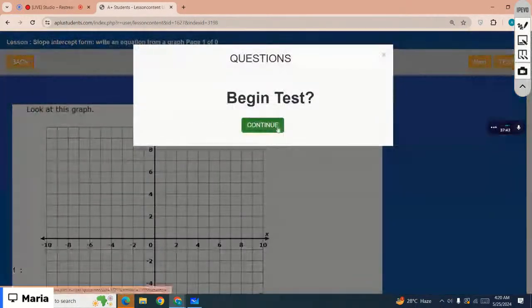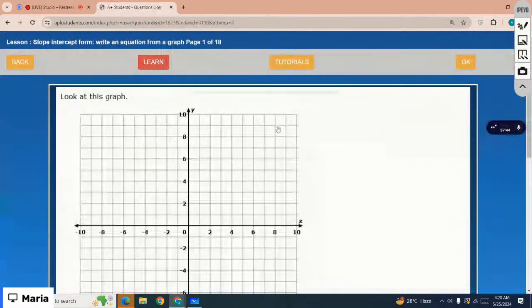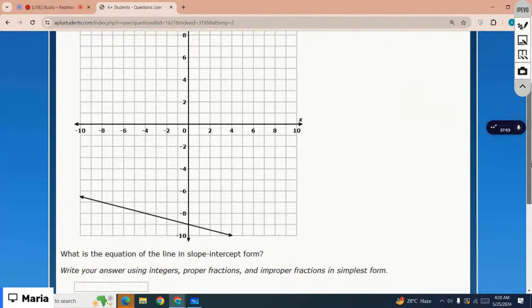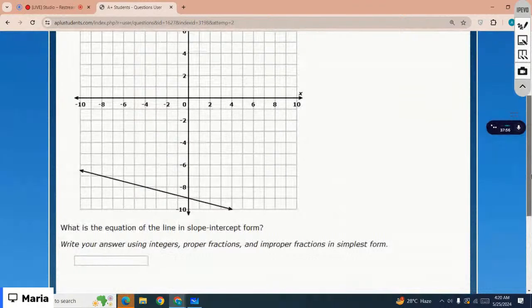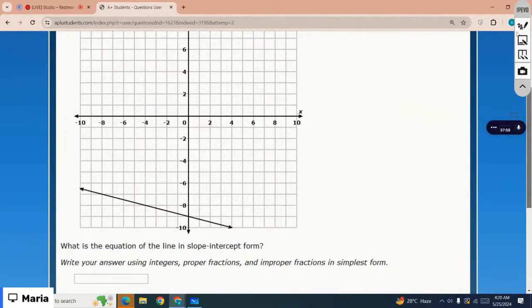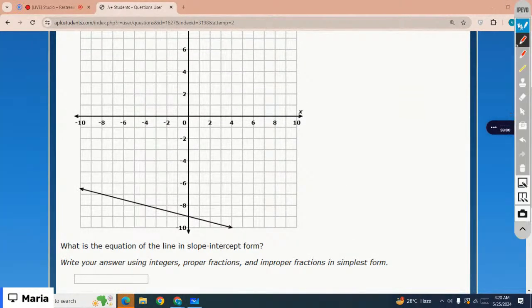Let's just start with the test questions. Look at this graph. What is the equation of the line in slope-intercept form? So you need to find two things, the y-intercept and the slope. The y-intercept is the point where the graph is touching the y-axis, that is -9. So that means x is 0, y is -9.